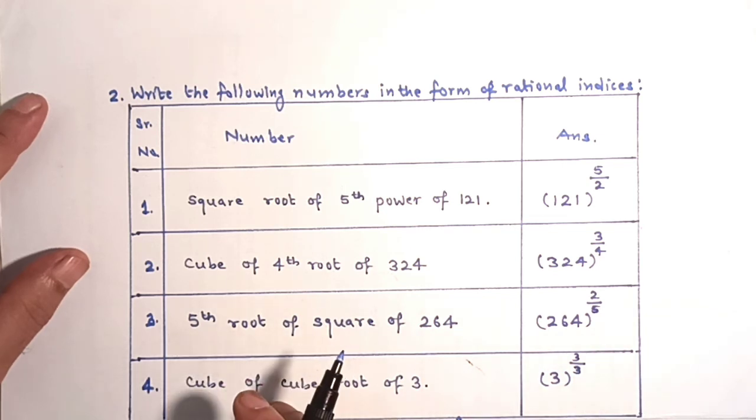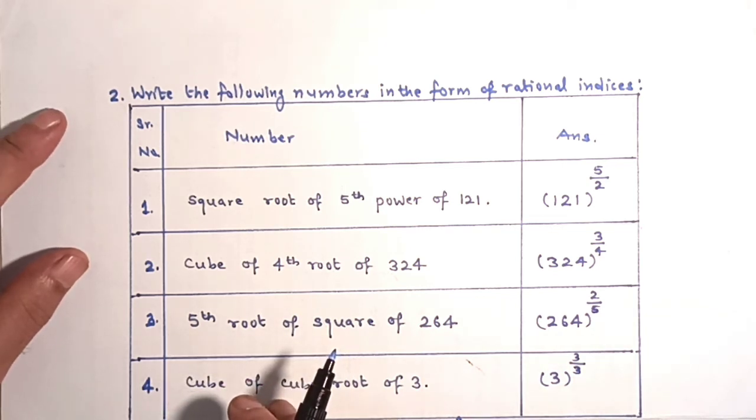In this way we completed practice set 3.2, and now I hope that you are able to solve any question of similar types where you have to represent the given number with rational indices, either it is 1 upon n form or m upon n form. Please remember the tips which I have given you, and I am sure that you can solve all the questions of similar types.